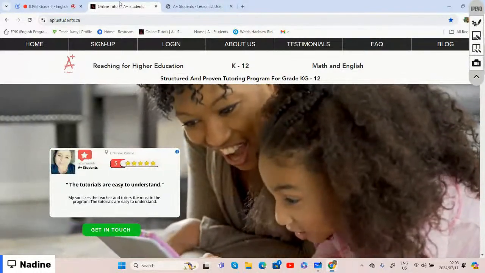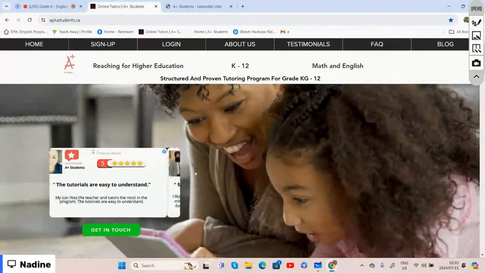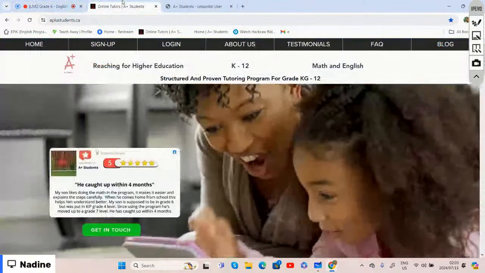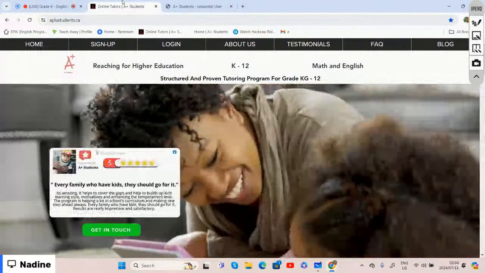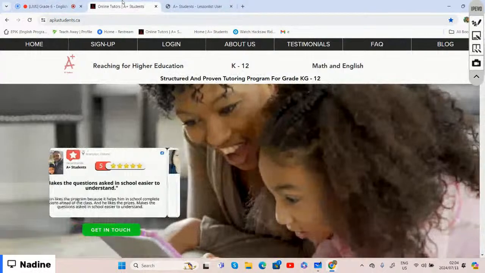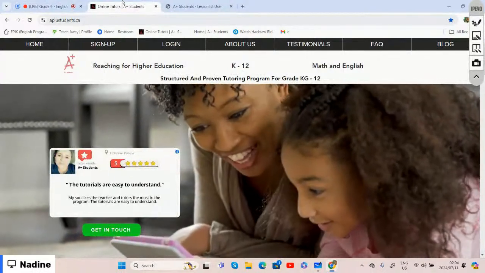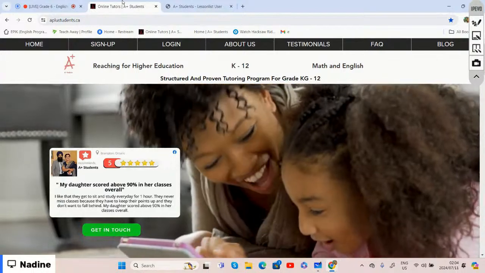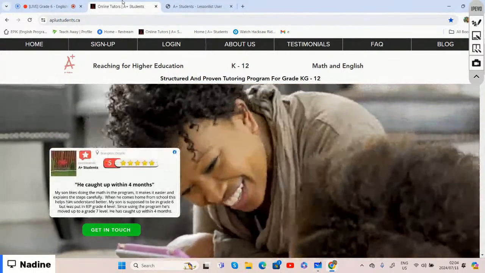Today we'll be doing our grade 6 English lesson on reflexive and intensive pronouns. This is a continuation of our previous lesson on reflexive and intensive pronouns, so we are just going to continue as well as finish off.